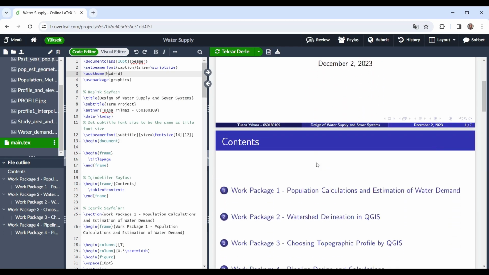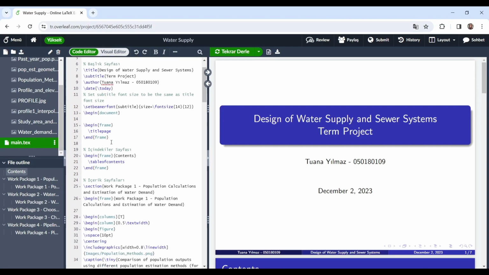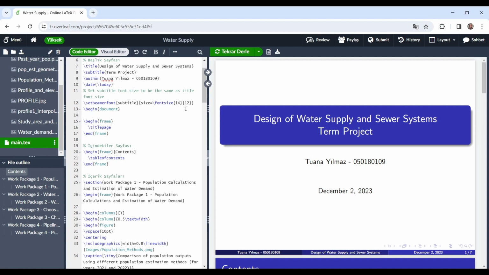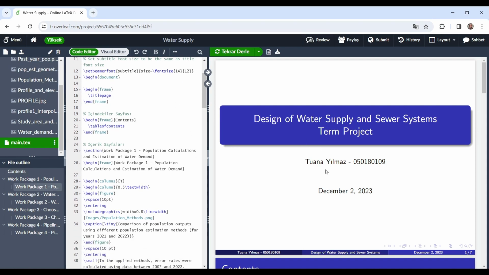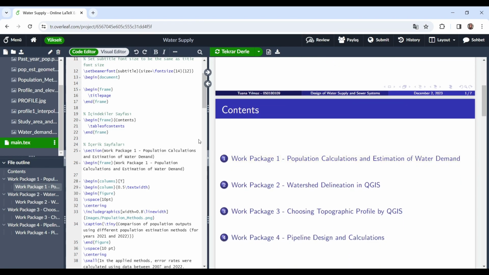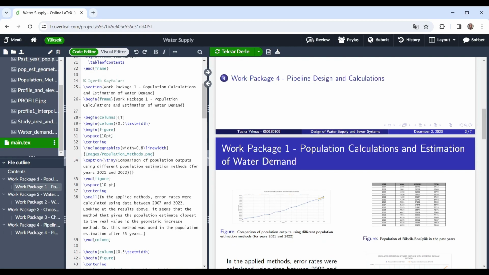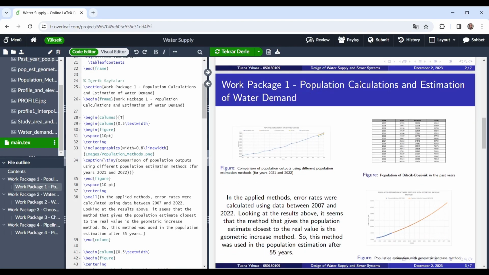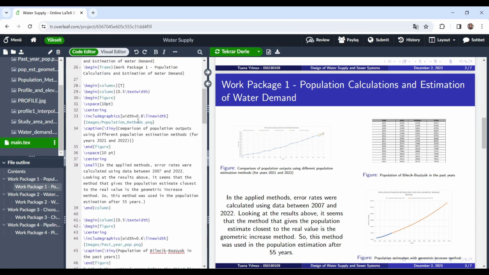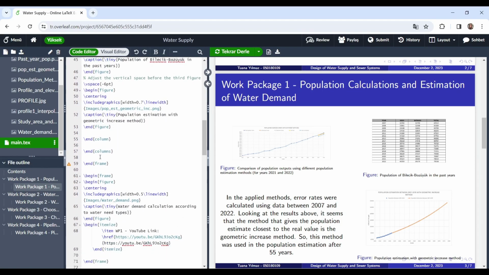Okay, in the beginning, in here, the title, the subtitle, author, date, and the Beamer font again. I choose 1412. And begin the document, open a frame in here, and I add the table of contents. Let's continue with sections. And in here we have work package 1, population calculation and the estimation of water demands. In here there are figures and the captions for all of the figures, and continue it like that.